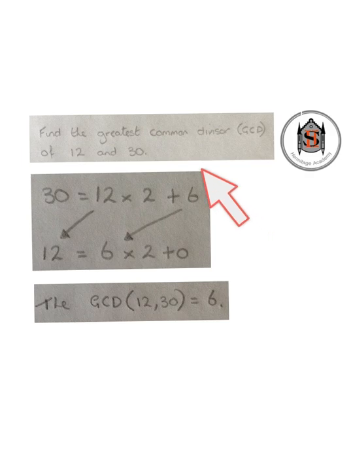So in this question, we want to look at how to find the greatest common divisor between 12 and 30. Now what this means is we want to look at how to find basically the biggest number that goes into 12 and 30.